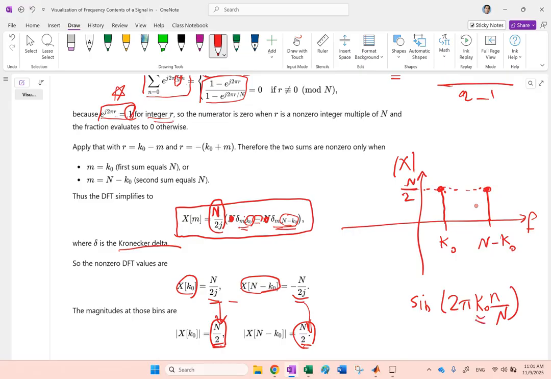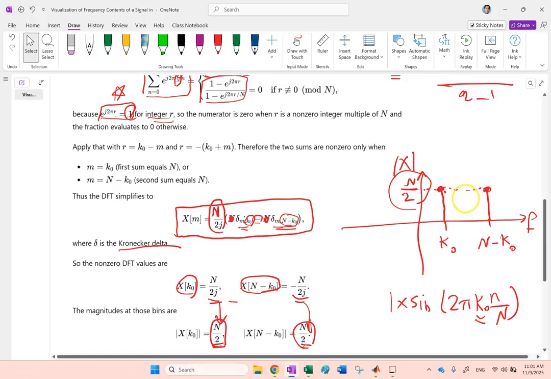The frequency was k naught in hertz. So first of all, for that k naught, you're going to get two peaks, not only one peak. And the magnitude of the peaks is n over 2, they are not 1 or anything. Although the magnitude of the sine here was 1, the magnitude you see over there is n over 2.